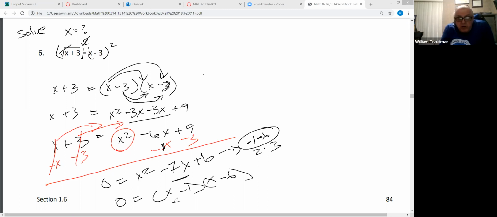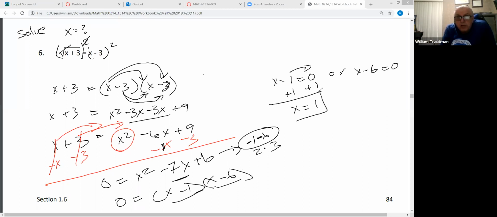I'm left with 0 equals 2 things. The 0 multiply rule: x minus 1 equals 0, or x minus 6 equals 0. So get the 1 to the other side by adding 1, and that is an answer. Get the 6 to the other side by adding 6, and x equals 6. Now, these are the 2 answers I got.